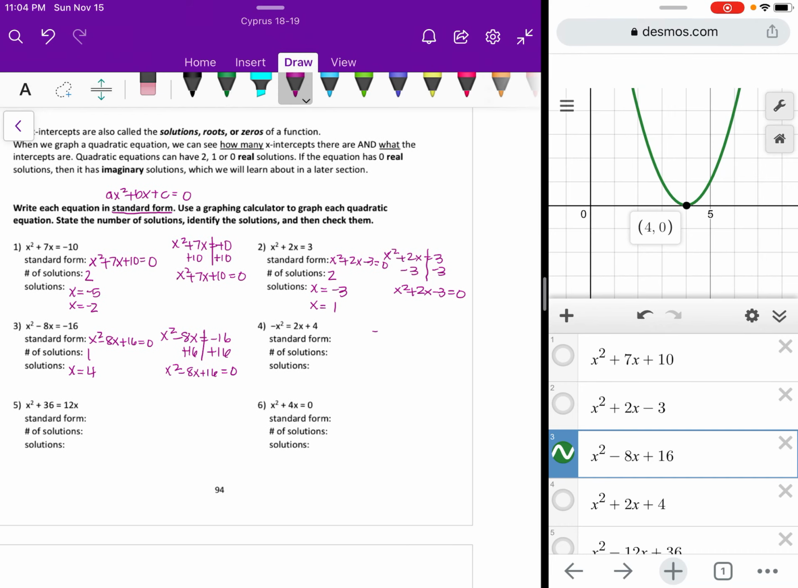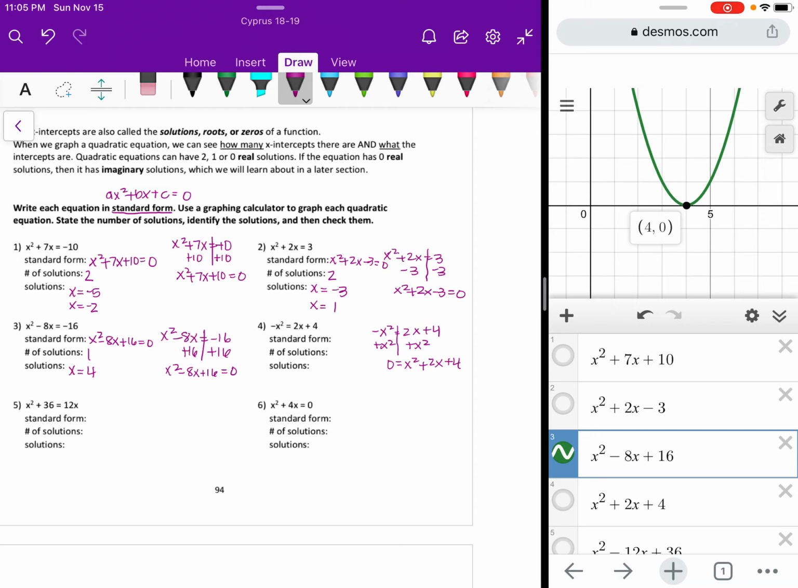Okay. Let's look at number 4. We have negative x squared equals 2x plus 4. Now a good rule of thumb, a good thing to always make sure you do is try and keep that x squared positive. So on this one, instead of moving 2x and 4 to the left, I'm going to add x squared to both sides so that it becomes a positive number instead of staying negative. And because it's x squared, I'm going to write it out front because that's where x squared belongs.